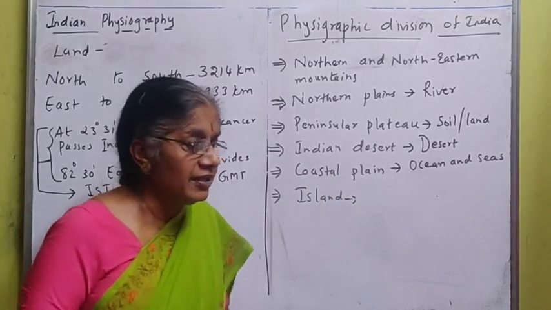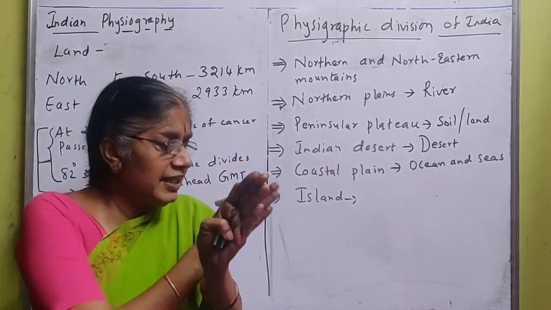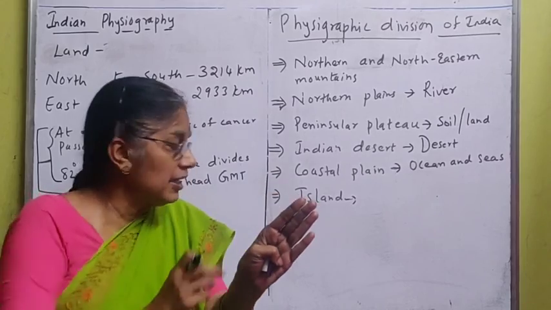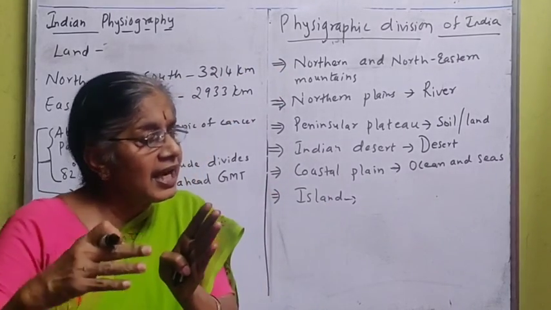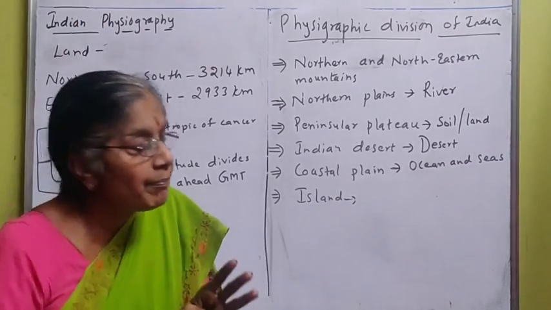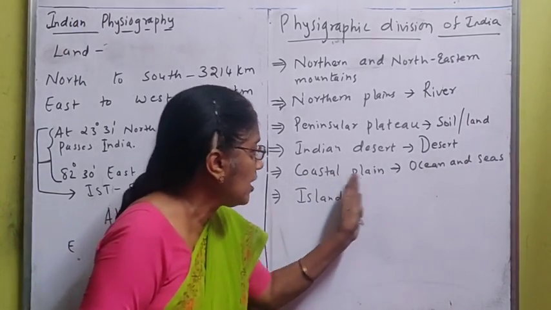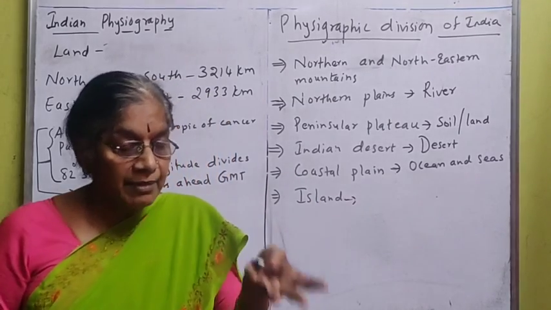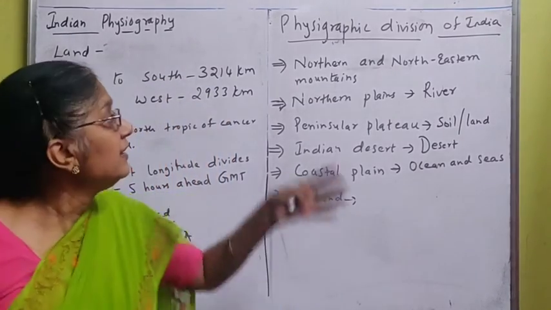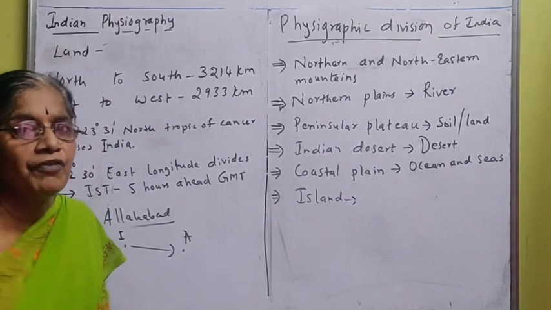Then coastal plain: Western Ghats and the Arabian Sea, the plain land there. Then Eastern Ghats and Bay of Bengal, the plain land whatever you see, that is called a coastal plain. And then you have the islands, the Andaman Island, Nicobar. This is the physiographic division of India.